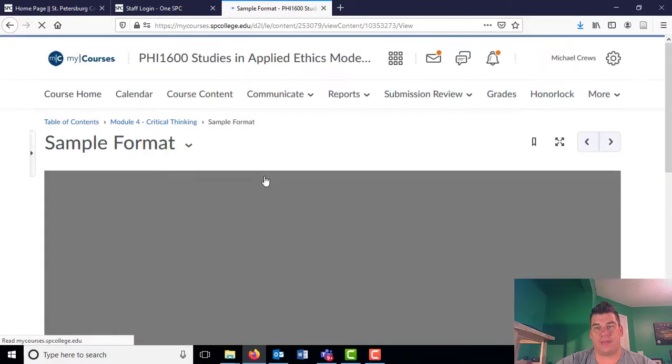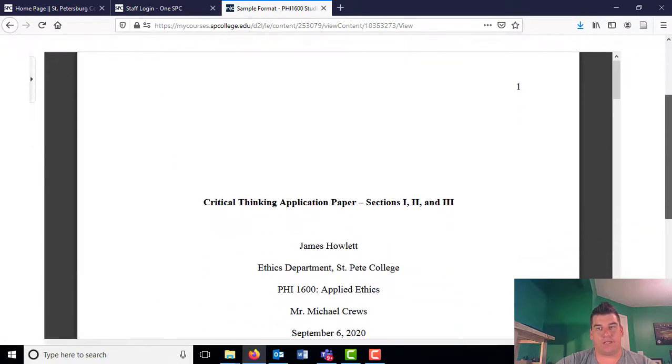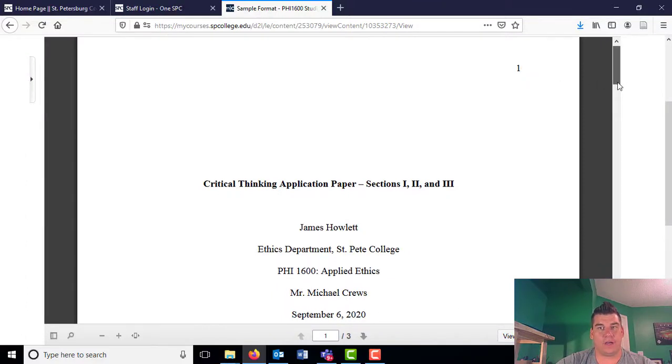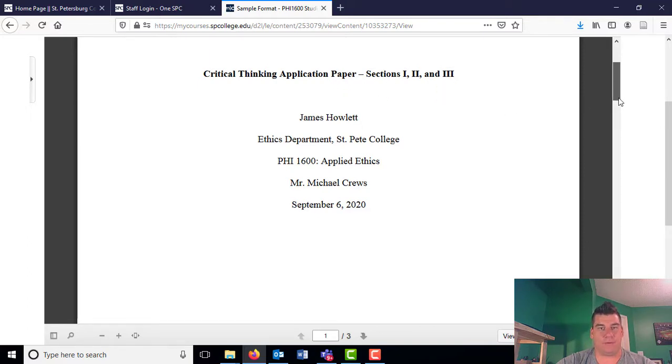Now, I have a sample format here I want to show you guys, and please use this. Remember, I keep saying use the resources that are in the course. This is how I want it set up. Notice how I have the page numbers in the top corner. People keep forgetting those. I have the title, it's bolded, and it's in the center. And just put this title, guys, Critical Thinking Application Paper, sections 1, 2, and 3. Don't get fancy, just have what I have there, okay?